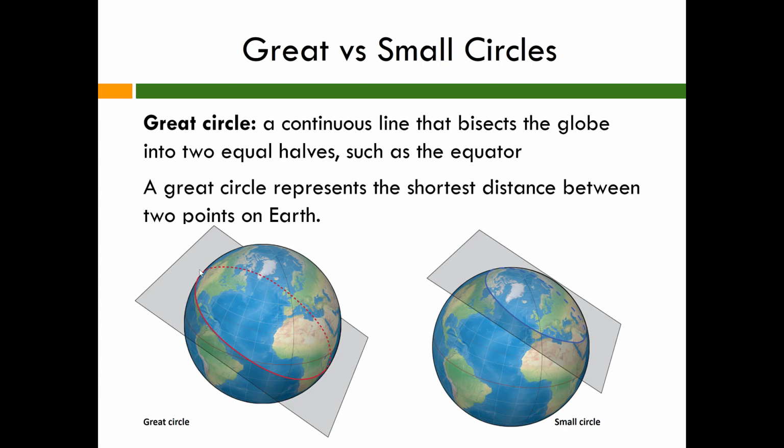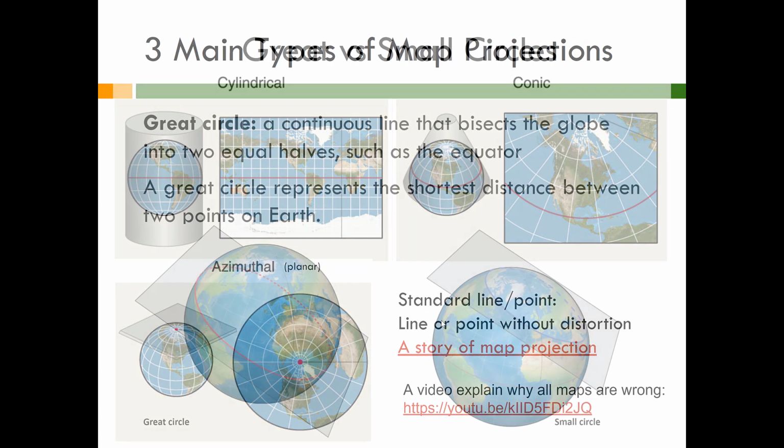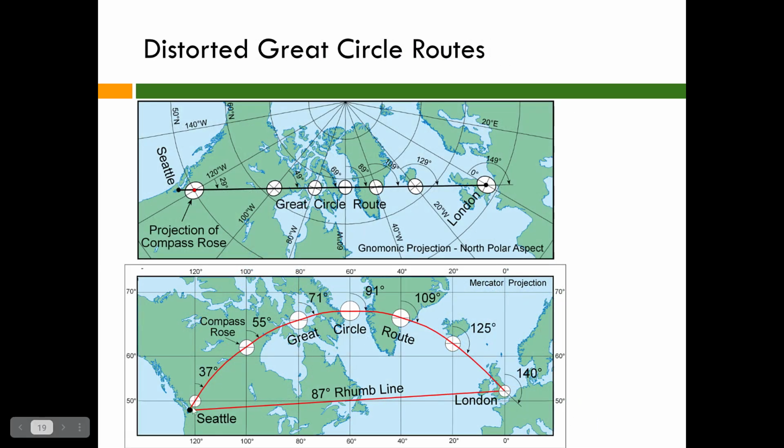Well then, how do we find the shortest distance? You need to connect the two locations and use the great circle distance. So you can see you need to fly all the way to Greenland, to Iceland, and then to London. This is the shortest distance. We call that the great circle route.